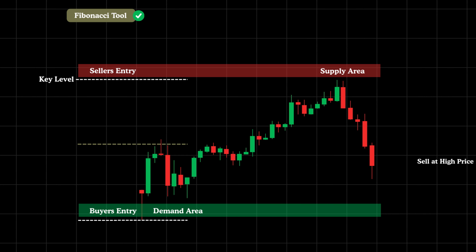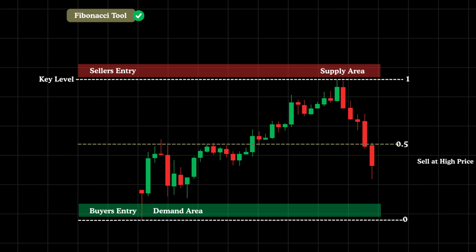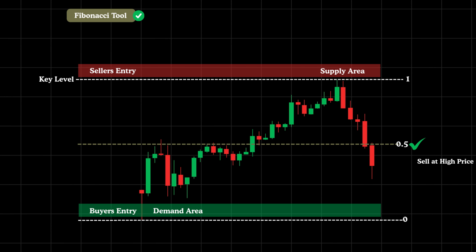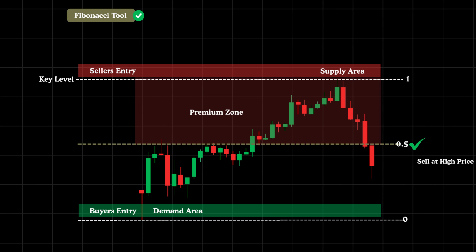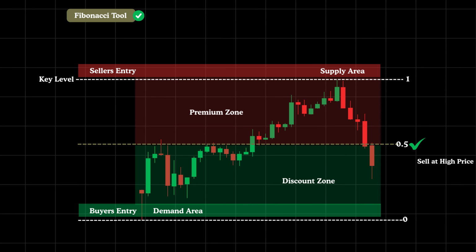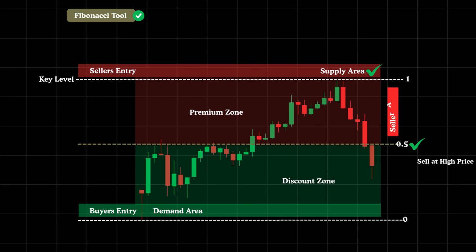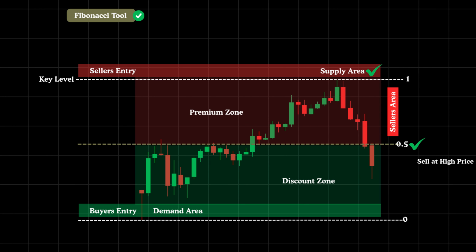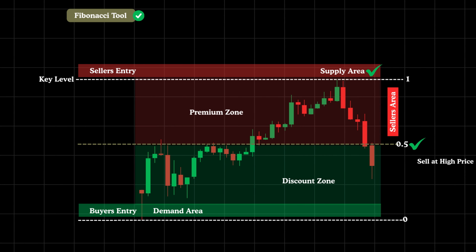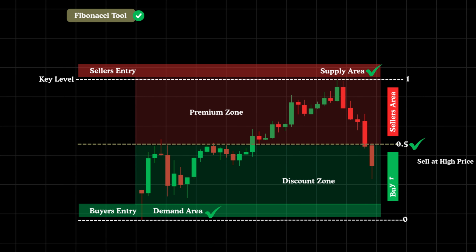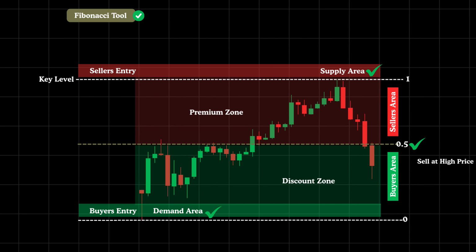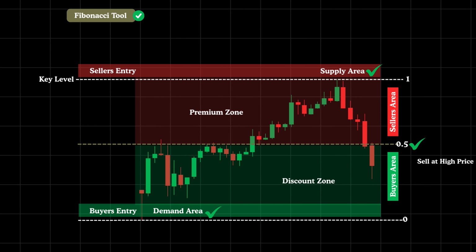By applying the Fibonacci tool from the swing low to the swing high, you'll notice a 0.5 level marked on the chart. The zone above this 50 line is considered the premium zone, while the zone below it is considered the discount zone. The premium zone usually forms close to the supply area, where many sellers exist in the market who prefer selling at higher levels. That's why we call it the premium area, favorable for sellers. The discount zone forms near the demand area, where buyers prefer purchasing at lower levels to maximize their profit potential. Therefore, your goal should be to buy in the discount zone and sell in the premium zone.